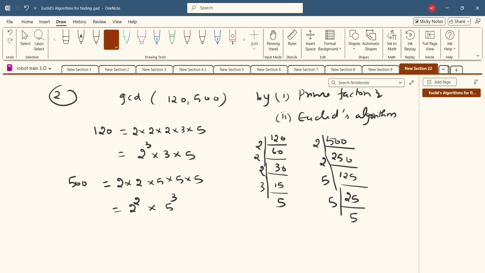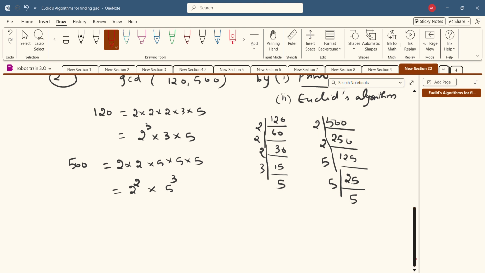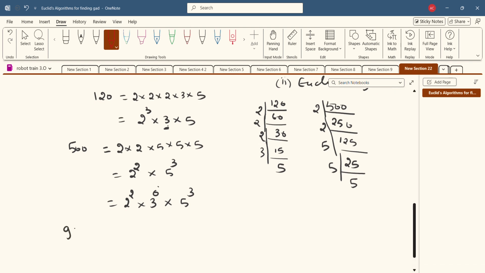Here I can compute the greatest common divisor by using prime factorization. For that we are going to write the prime factors of 120 and the prime factors of 500. After this, what are we going to do? See here, the prime 3 is not there in 500. So I am going to include a 0 exponent of the prime number 3. That means 2 squared, 3 power 0, 5 cube. So next I can compute the greatest common divisor of the two positive integers 120 and 500.